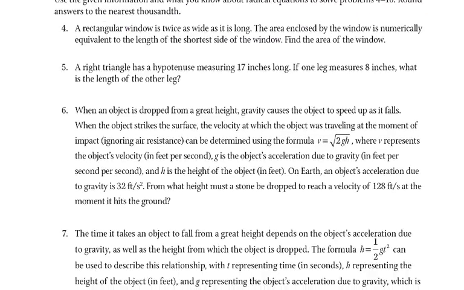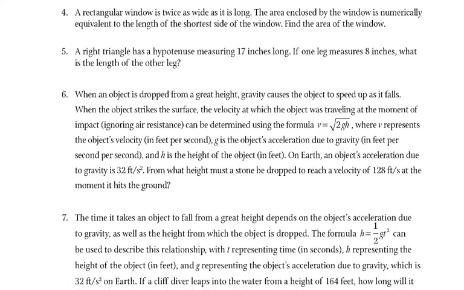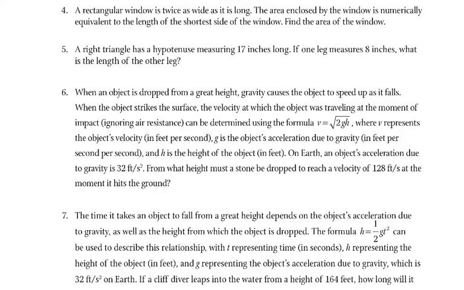Okay, number 4. A rectangular window is twice as wide as it is long. The area enclosed by the window is numerically equivalent to the length of the shortest side of the window. Find the area of the window. So we've got this window. It says it's twice as wide as it is long. So this would be 2x if this is x. It says the area enclosed by the window is numerically equivalent to the length of the shortest side of the window. Okay, so the area here is the same as that shorter side.